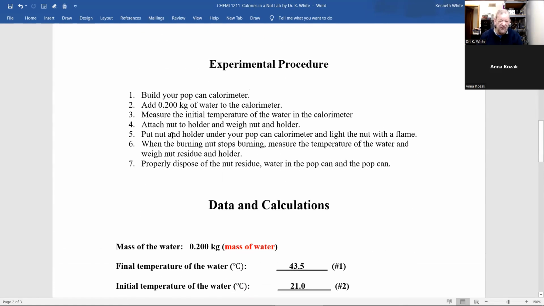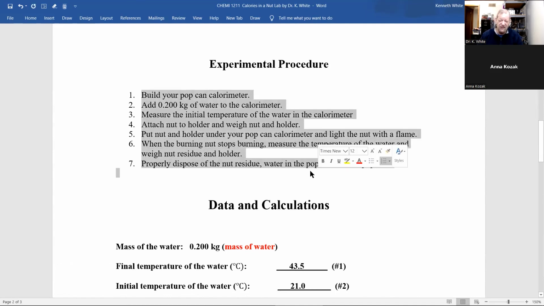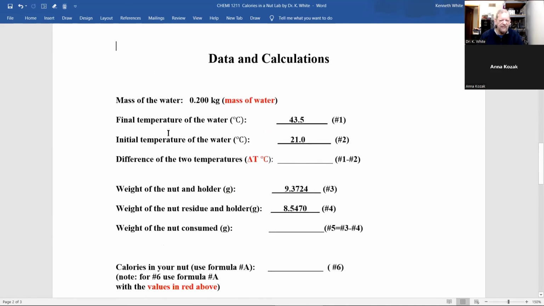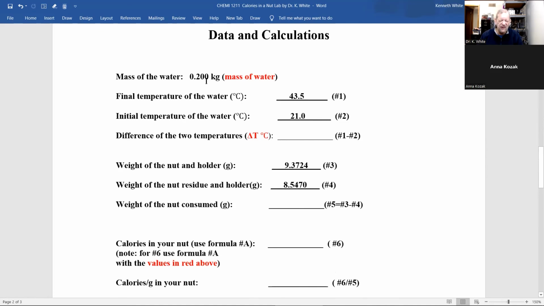If you were going to do the experiment, which you're not, you do not do this. This is not what you're going to do. Now, here's the mass of the water. If you had done it, it's in red. Notice the delta final initial temperature. Over here, everything in red, you either have to use or calculate and use later. How do you calculate delta T? Number 1 minus number 2.